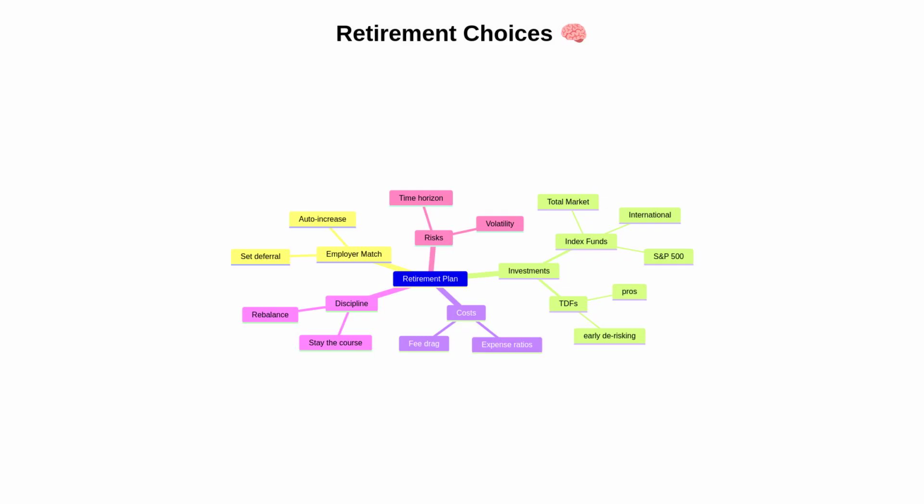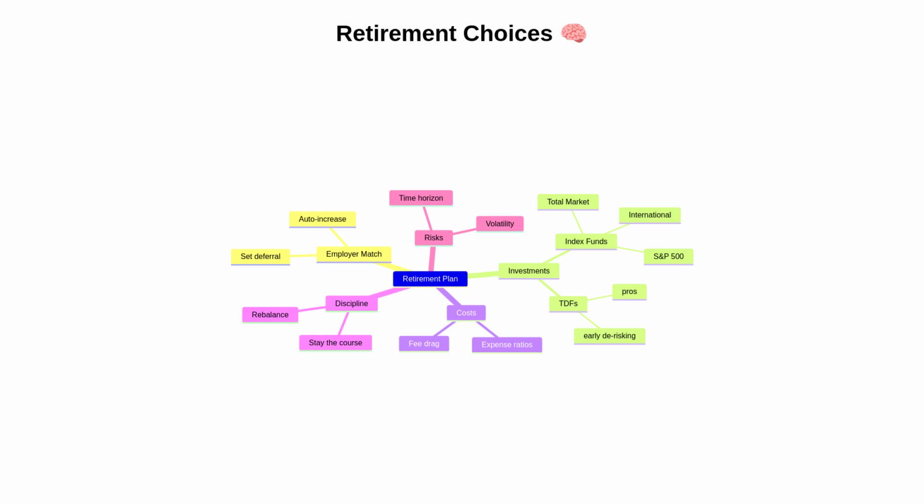This mind map organizes the key decisions in a workplace retirement plan. At the center is the plan itself. One branch highlights the employer match and contribution settings, including auto increase. Another covers investment choices, contrasting simple index funds with target date funds, and noting the early de-risking concern.